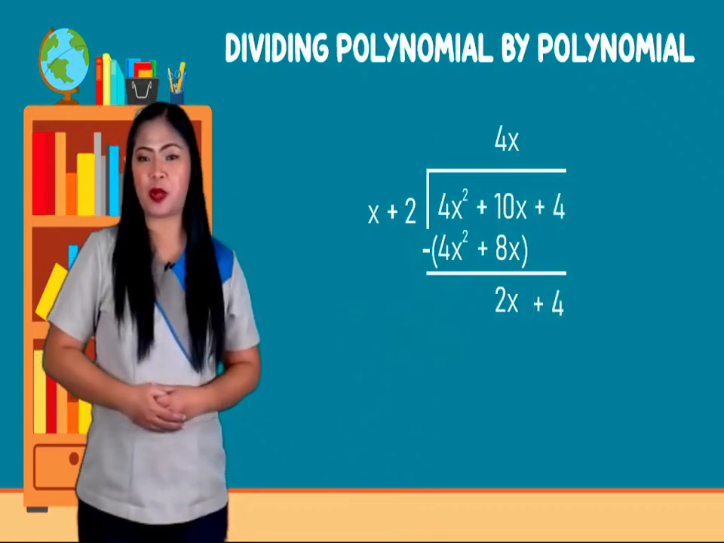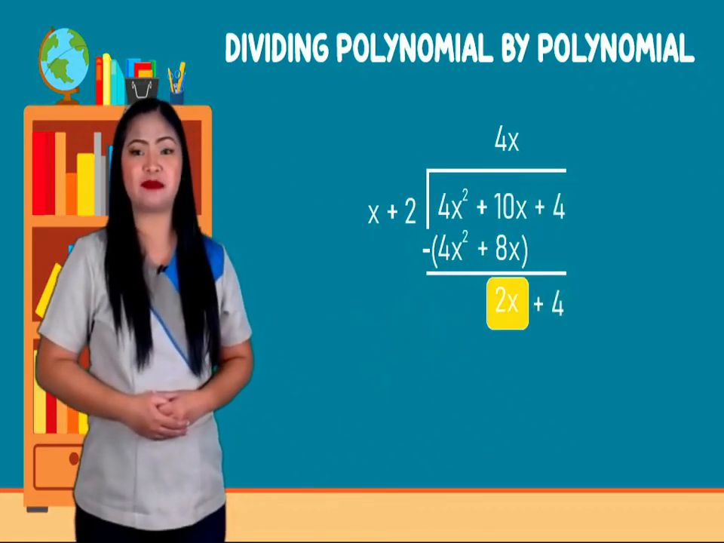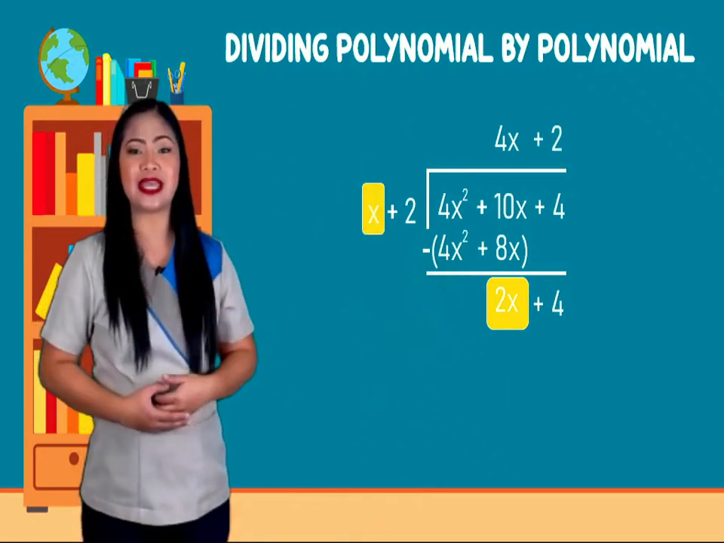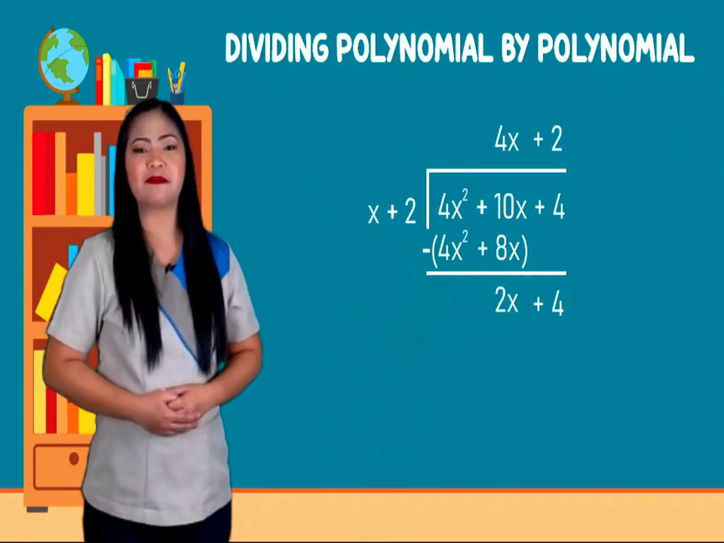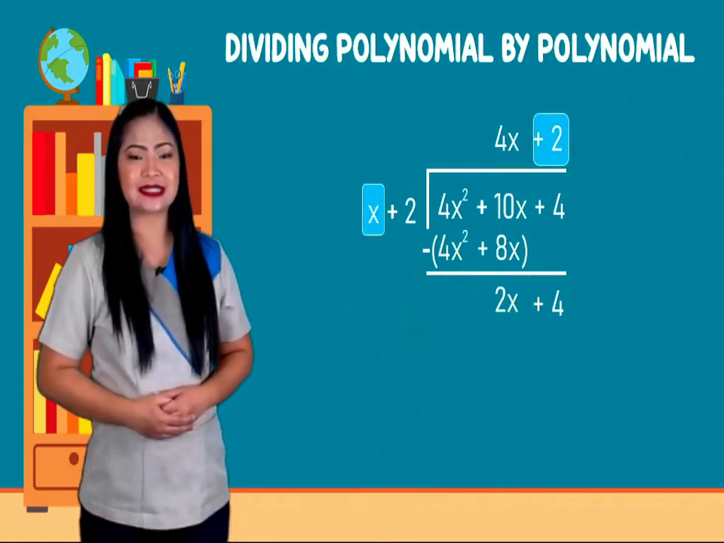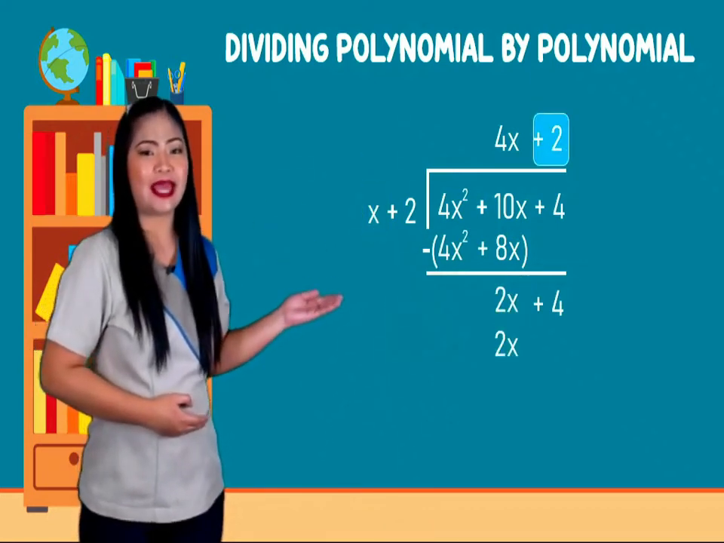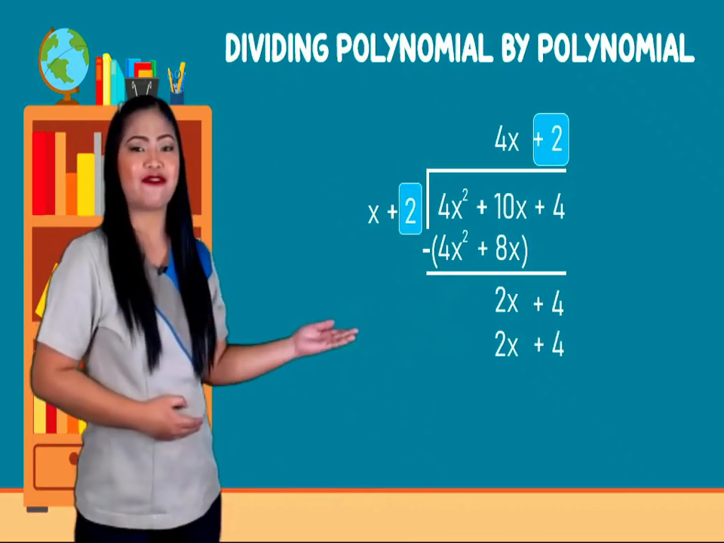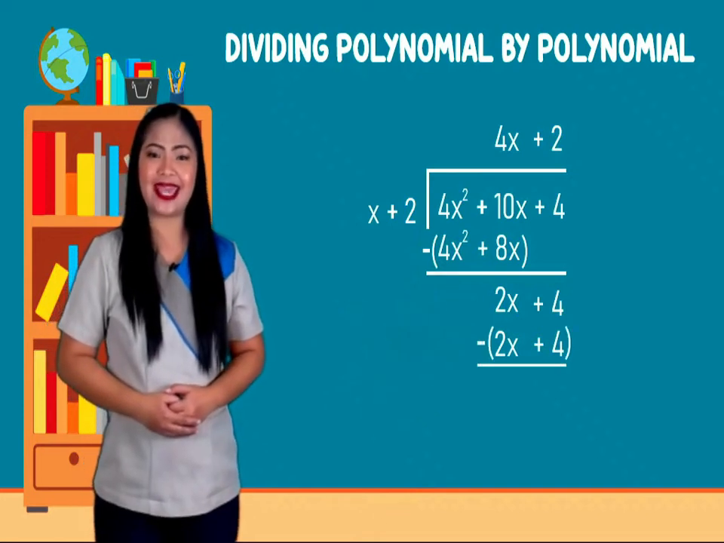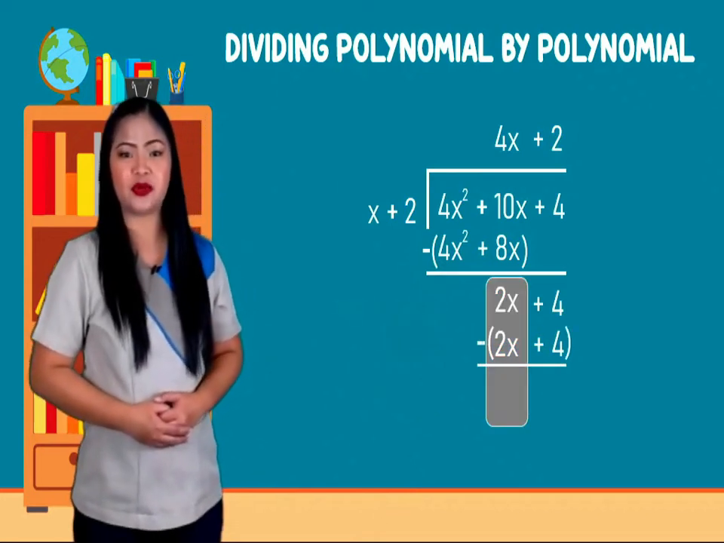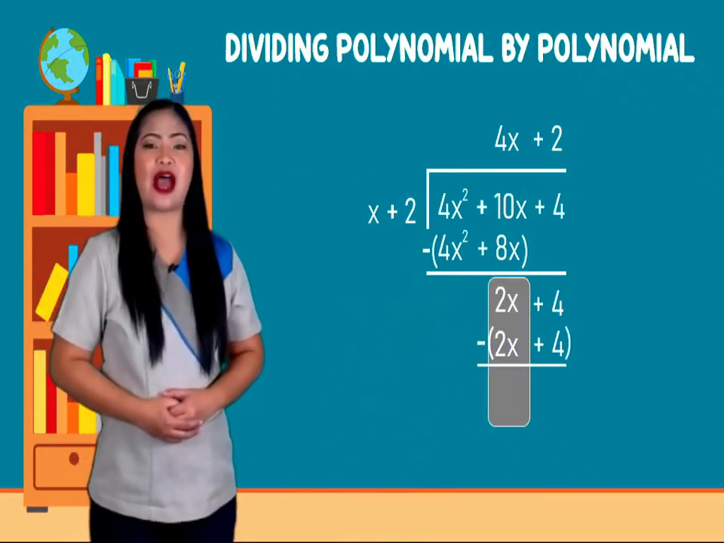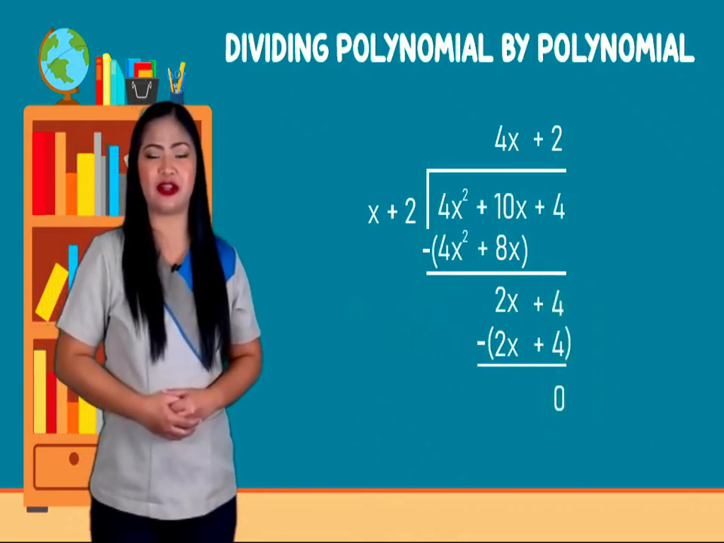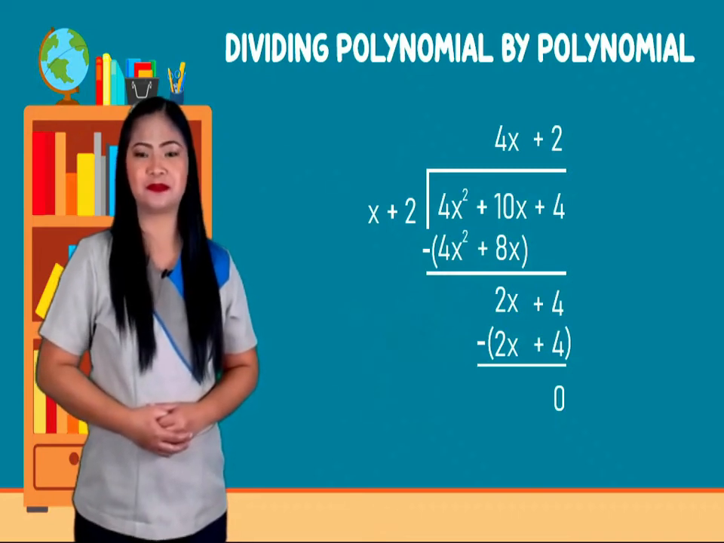Now, repeat the process. Divide the first term 2x by the first term x. That would be positive 2. Multiply positive 2 by x is 2x. And positive 2 times positive 2 is positive 4. Subtracting, we will have 0. Therefore, our quotient is 4x plus 2 with a remainder of 0.